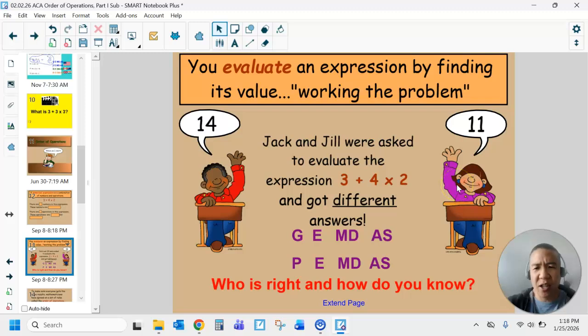Jill said, no, sorry. It is 11. So we're going to see who got it correct. The problem is 3 plus 4 times 2. You did learn this last year. You just didn't learn the E part of it, or the exponent part of it. So who is right? Please pause the video at this time and decide, is it Jack or Jill?